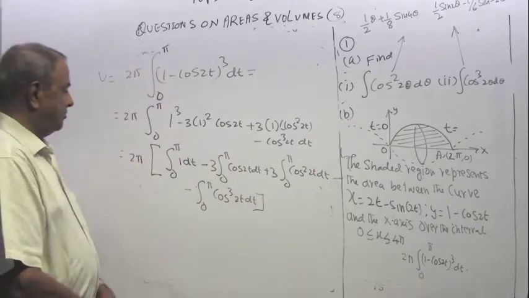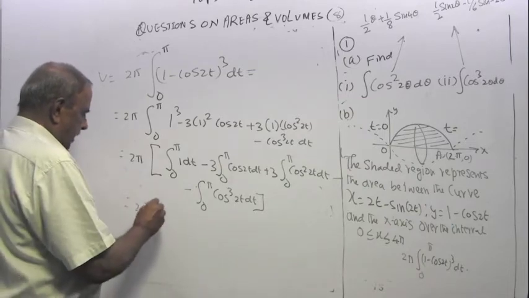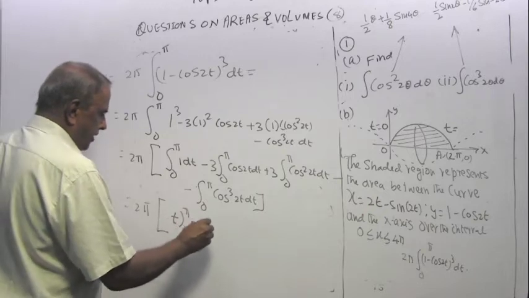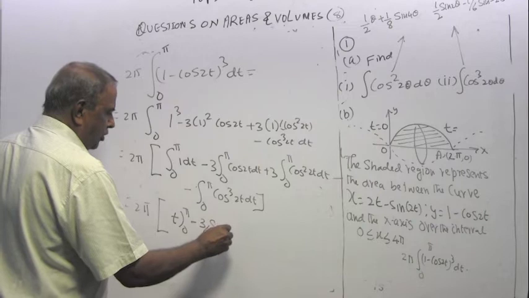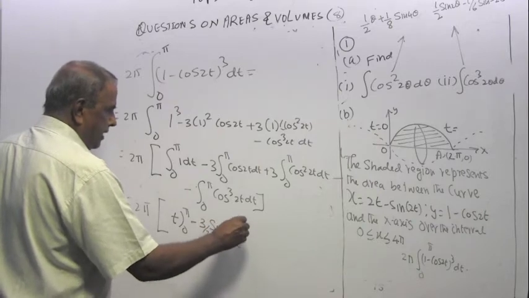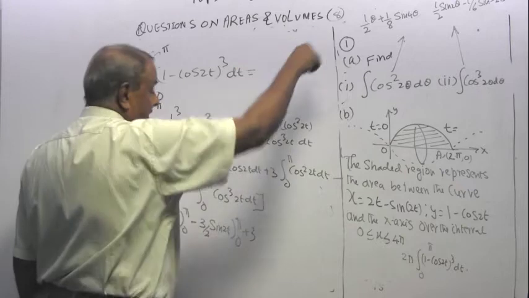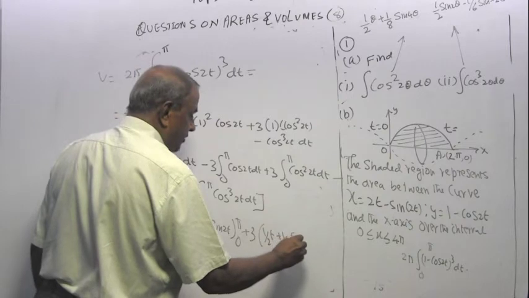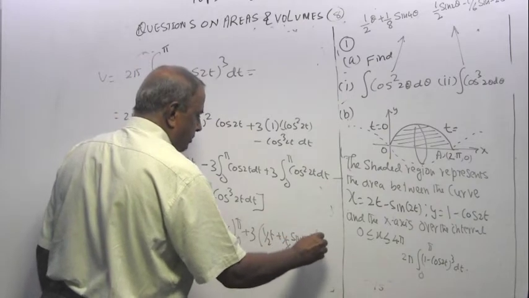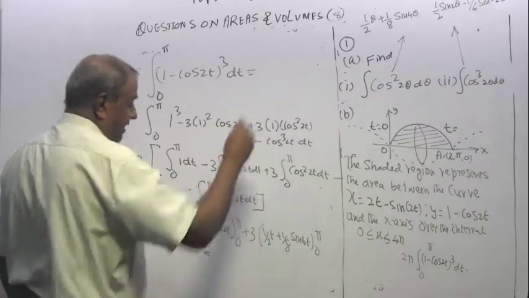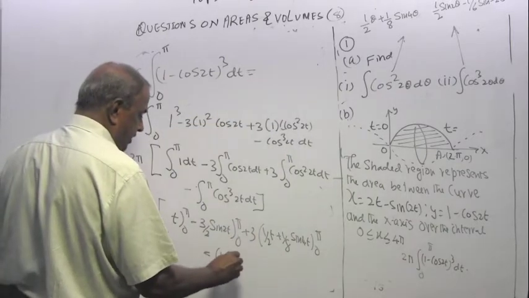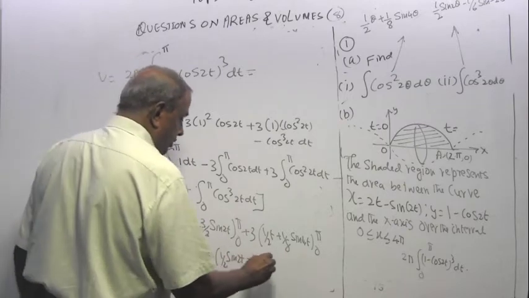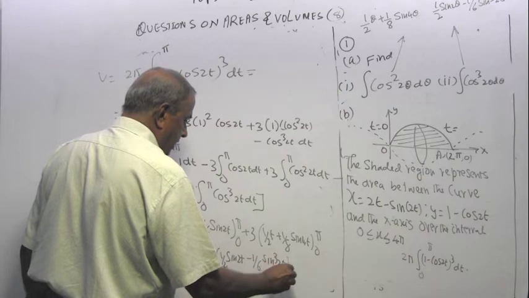So let's do this. That's 2 pi times: t between 0 and pi, minus 3 over 2 sine 2t between 0 and pi, plus 3 times half t plus 1/8 sine 4t between 0 and pi, minus half sine 2t minus 1/6 sine cubed 2t, between 0 and pi.